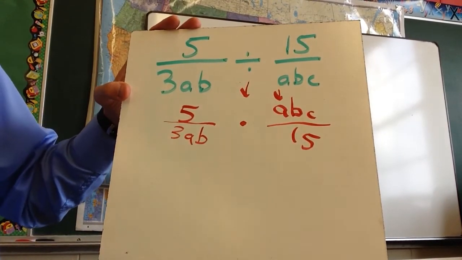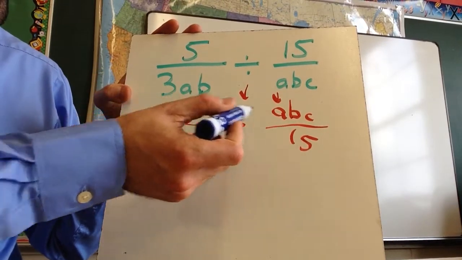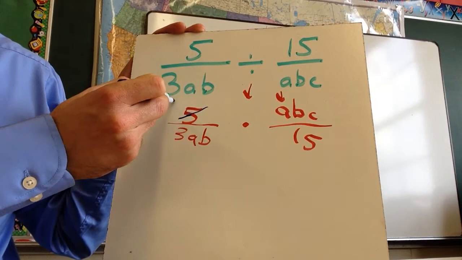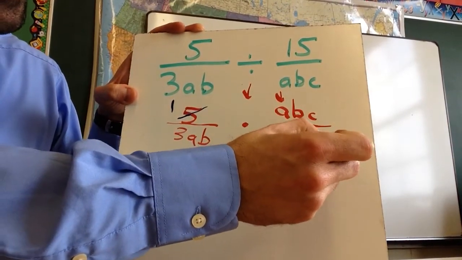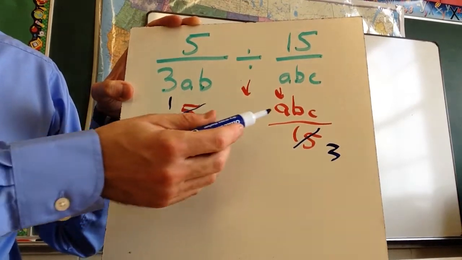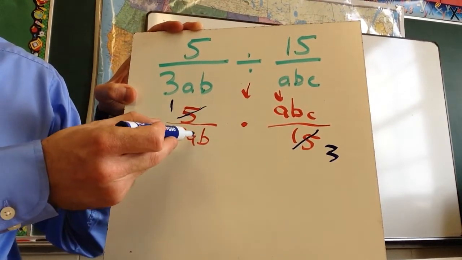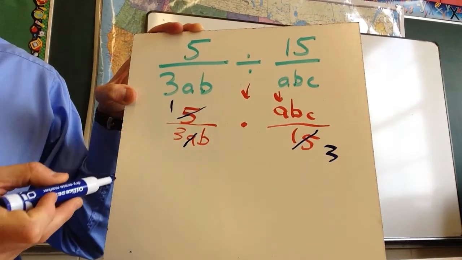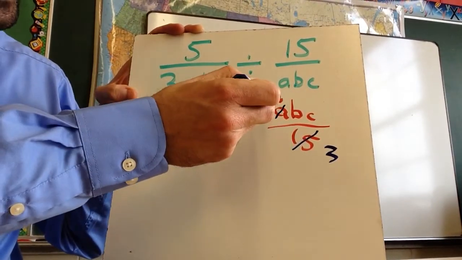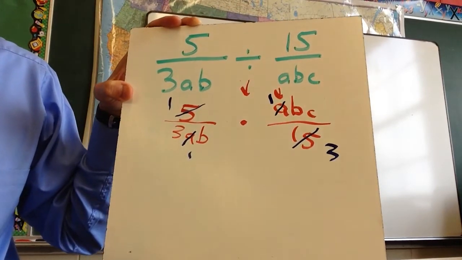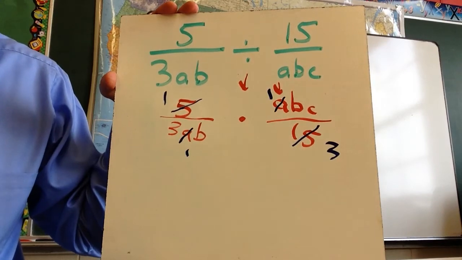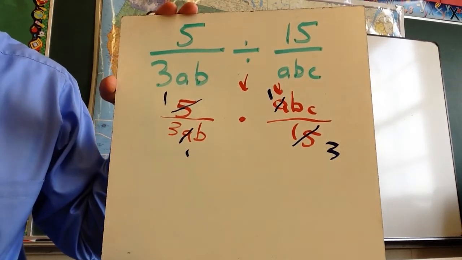If you think about what these have in common, 5 and 15 have a 5 in common, so I divide 5 by 5 and I get 1. 15 divided by 5 gives me 3. Now, these two have an a in common, so if I divide this by a and divide this by a, a divided by a is 1. Remember, any number divided by itself is 1. 7 divided by 7 is 1. 20 divided by 20 is 1. So a divided by a is 1.